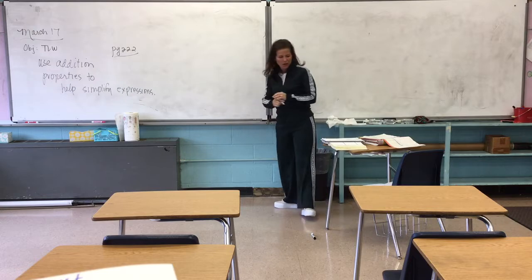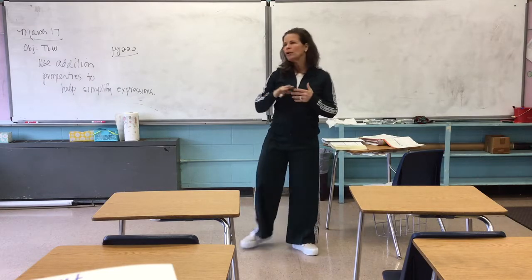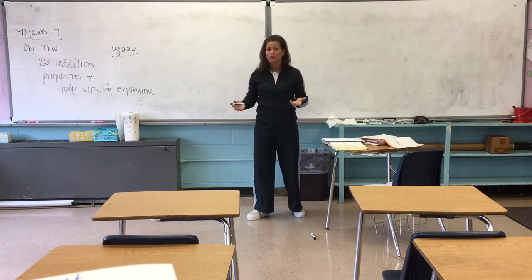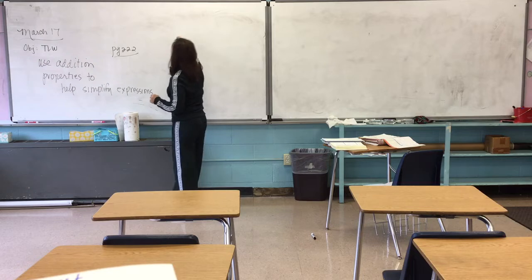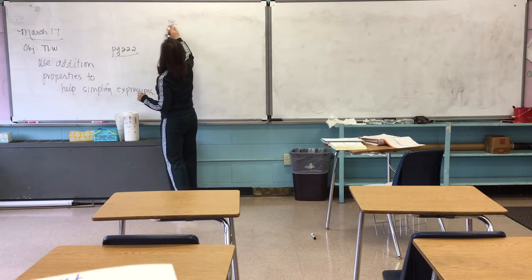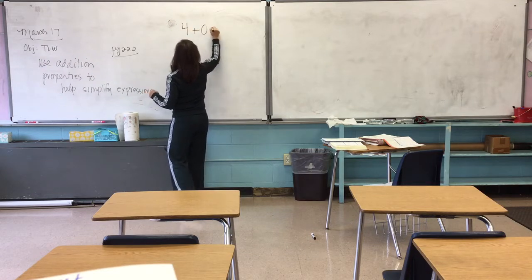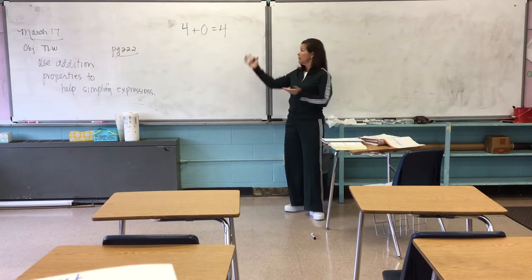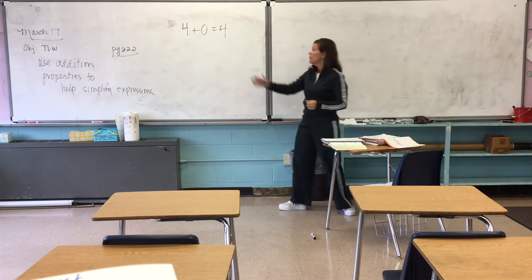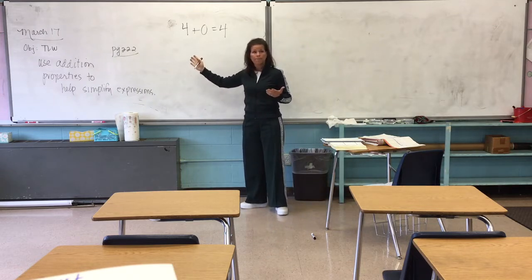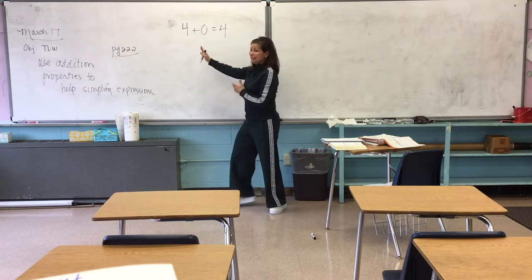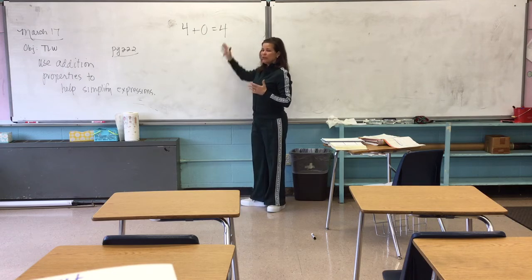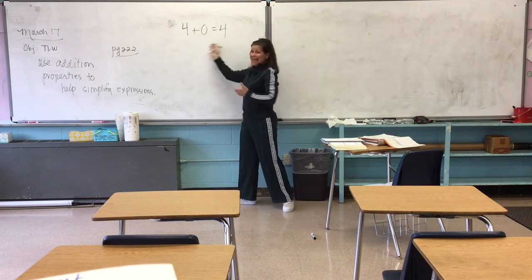We'll work on this. Okay, so these properties, don't get overwhelmed by them because they're not difficult. We're just hooking a name with something you already know. For example, do you know this? Everyone knows this. 4 plus 0 equals 4. It's saying any number plus 0 is equal to itself. There's a property that lets this happen.